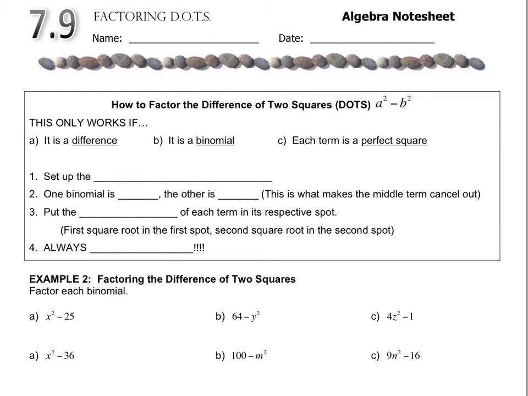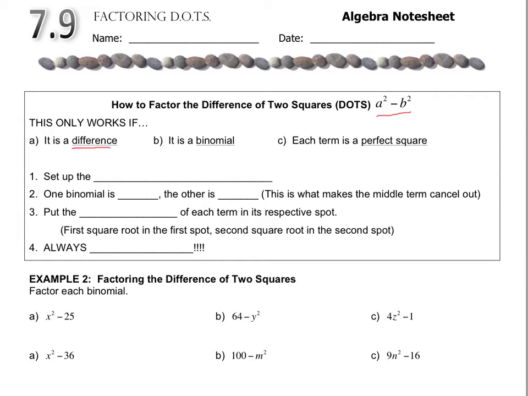So today we're going to talk about factoring DOTS, which stands for the difference of two squares. So you'll notice this is the form of what we're going to see for our DOTS pattern. When I have two terms, it's only a difference and each term is a perfect square, we can use this special pattern. Okay? So again, this only works if we have the difference.